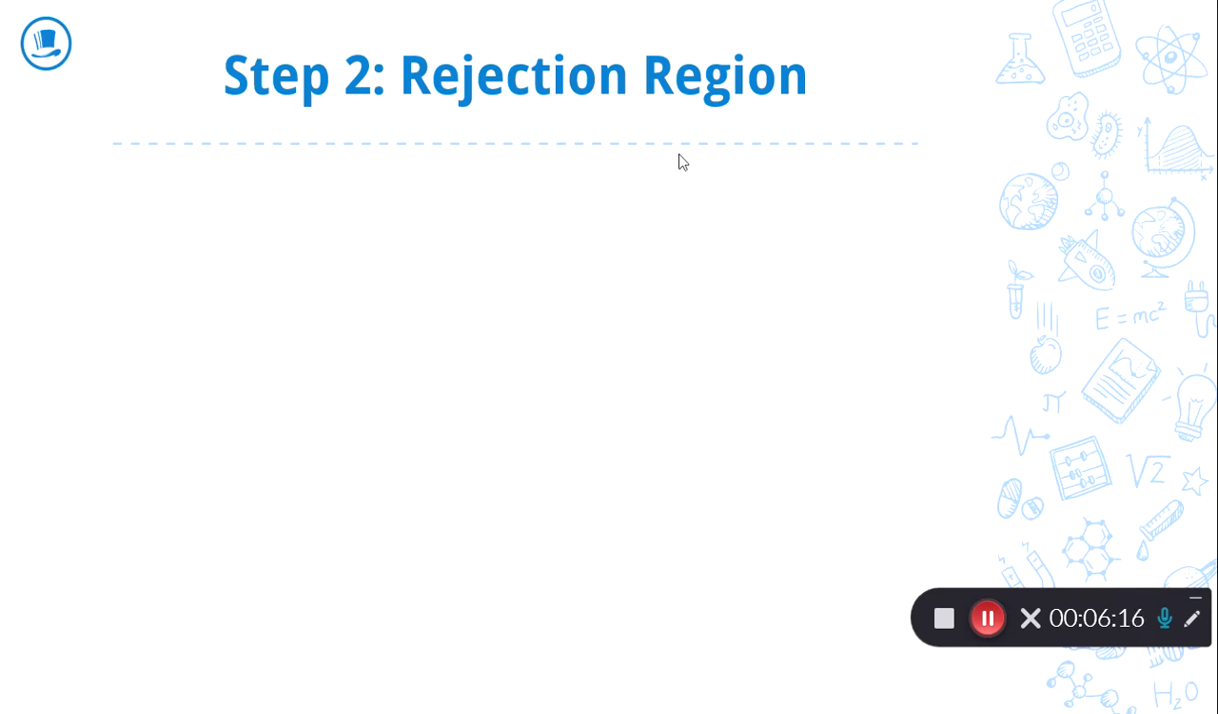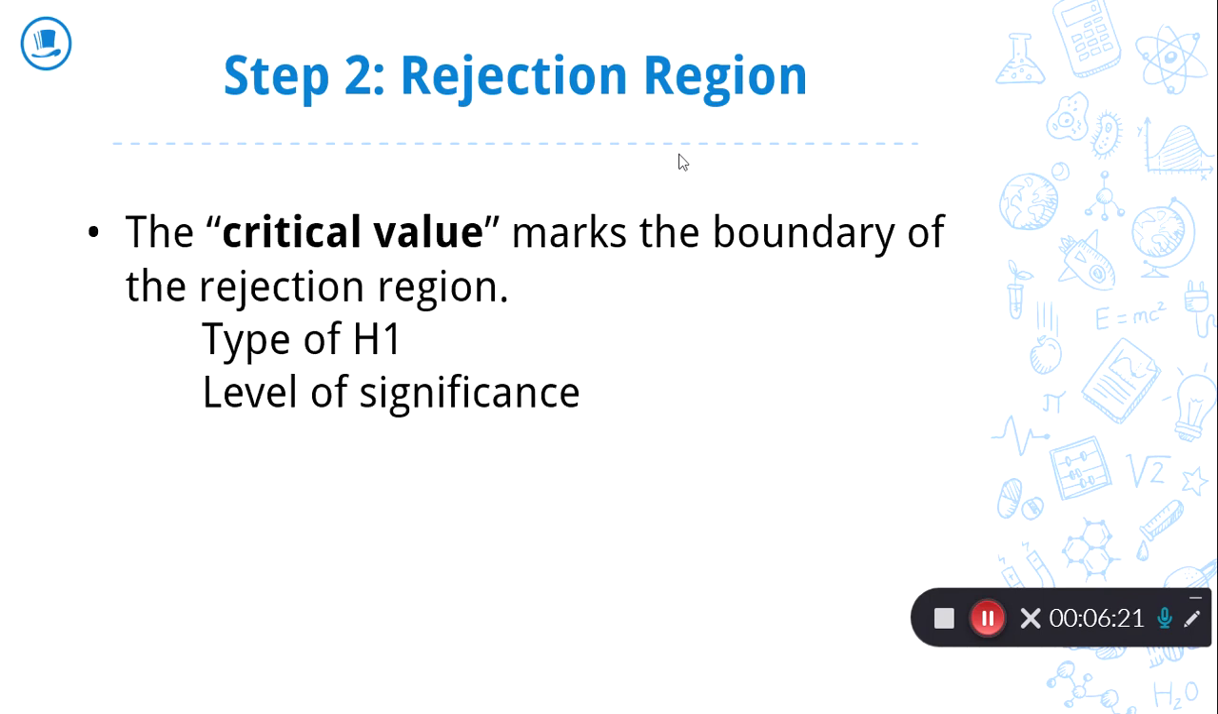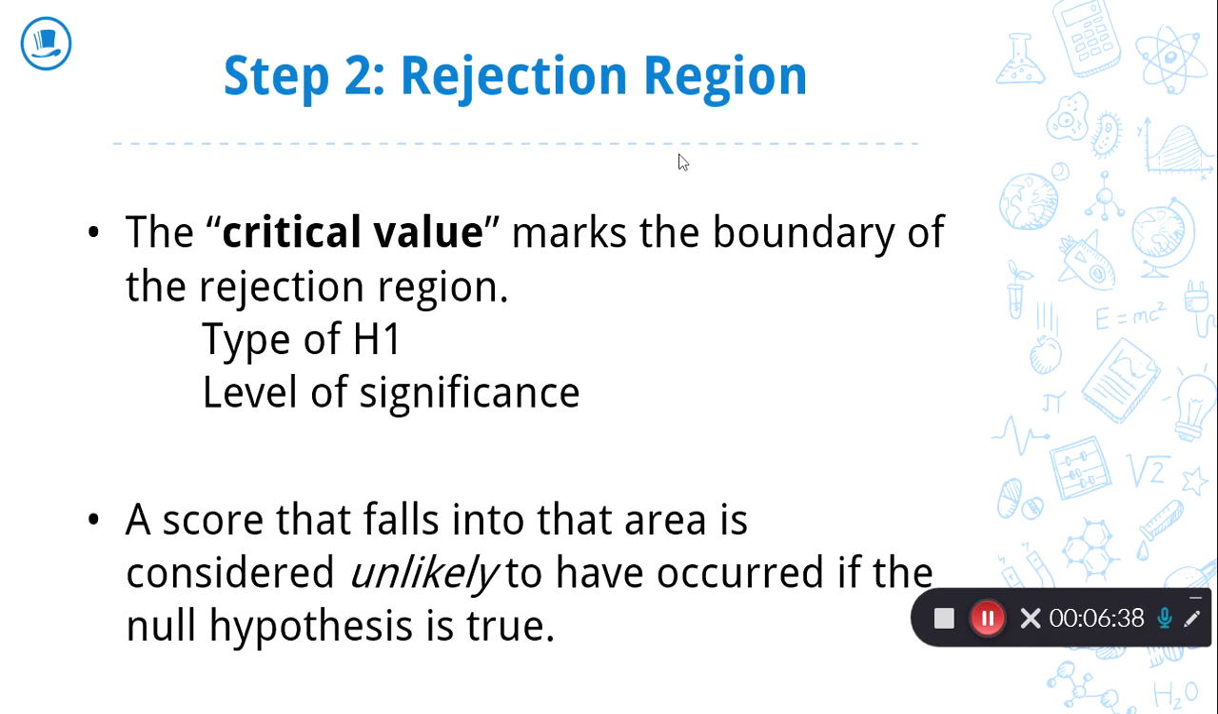So to set up the rejection region, the conditions in which we define likely and unlikely events for a hypothesis test, we need to consider the type of alternative, the sign in H1, as well as the level of significance. And this will give us the critical value that marks the boundary, tells us exactly where the rejection region begins. A score that falls into this area is considered unlikely to have occurred if the null hypothesis is true. By our level of significance definition, it is unlikely.